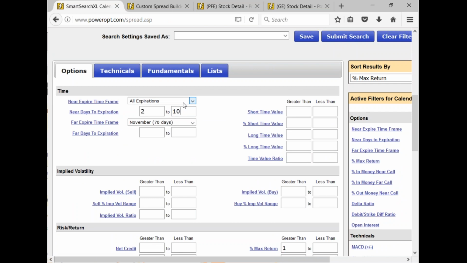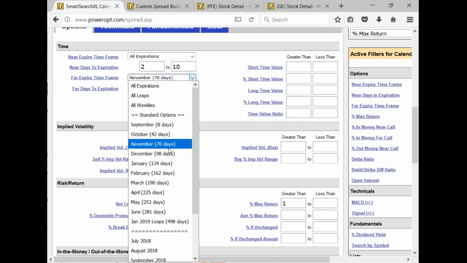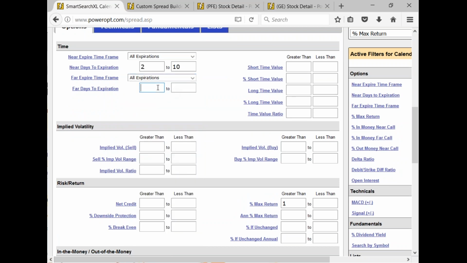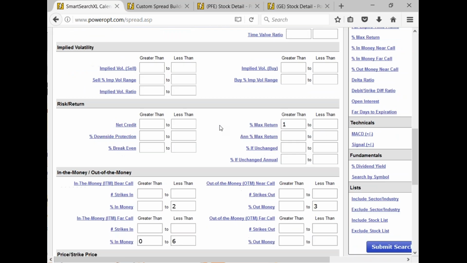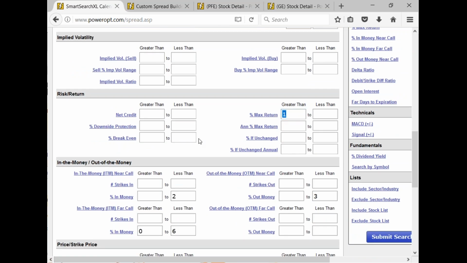your expiration to the near-term weekly. I recommend going all expirations 2 to 10 days. And at first, I just leave this open. Maybe go to January, or go a wide range when you're first creating your search. I can go all expirations, and I can go 85 to 95 days out, or let's say 115 days out. Okay. And then, of course, we want to set your maximum return requirement.